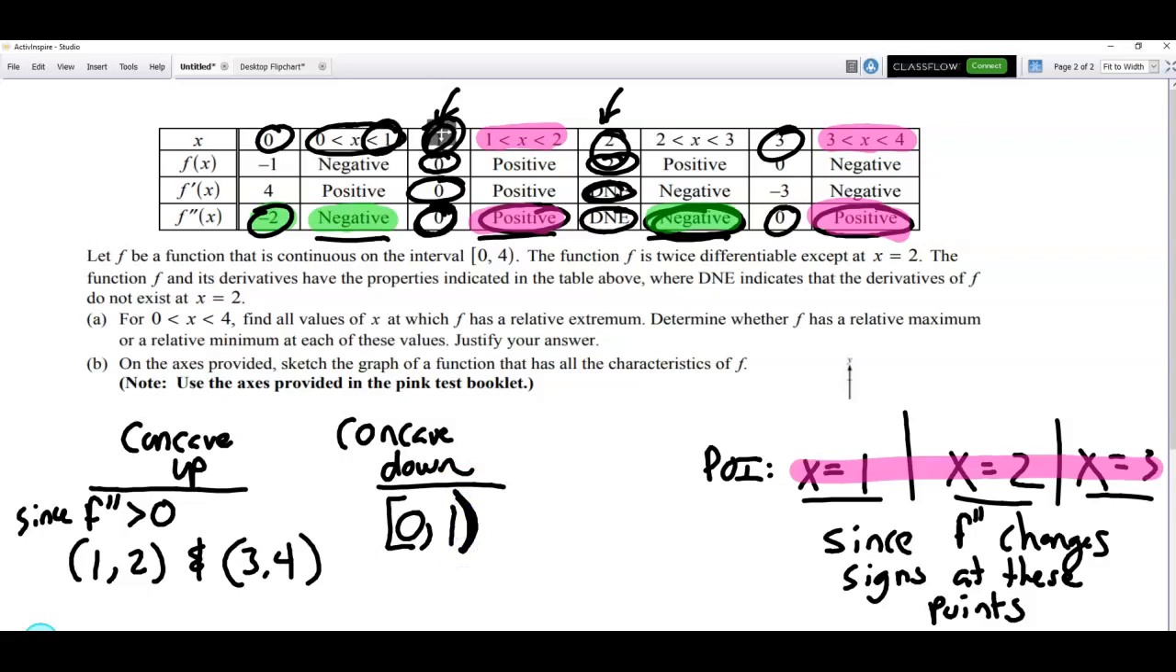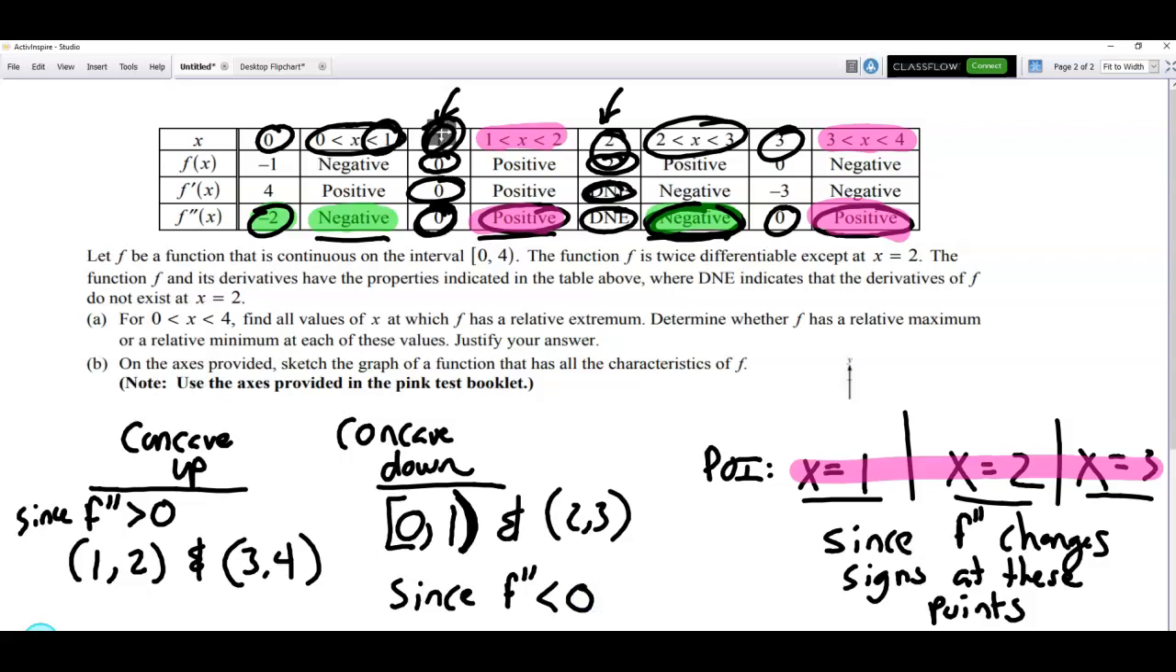Okay. Now, just so you guys know, I was told a while ago that AP doesn't care whether you use brackets or parentheses. So I won't care either, but I'm just being technical here. The other interval here is from 2 to 3. And the reason for that is since f double prime is less than 0.